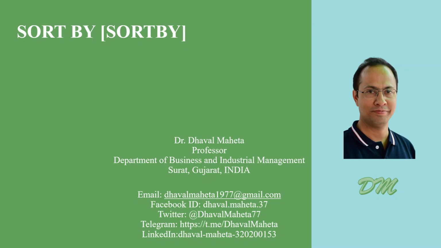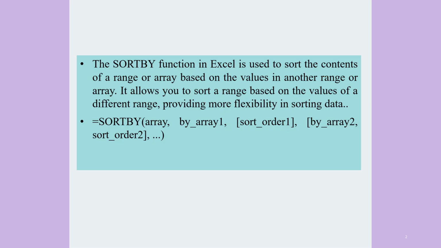This is Dr. Dhaval Maheta, and today we'll understand the SORTBY function in Excel. The SORTBY function in Excel is used to sort the contents of a range or an array based on the values in another range or array. It allows you to sort a range based on the values of a different range, providing more flexibility in sorting data. The syntax for SORTBY is SORTBY, in round brackets: array, by_array1, sort_order1, by_array2, sort_order2.